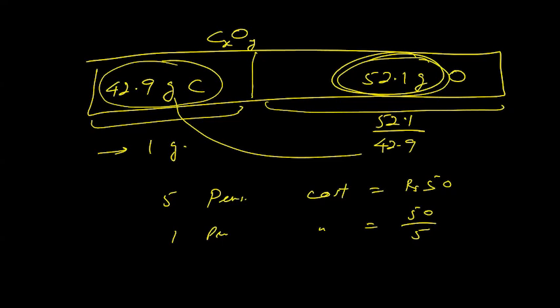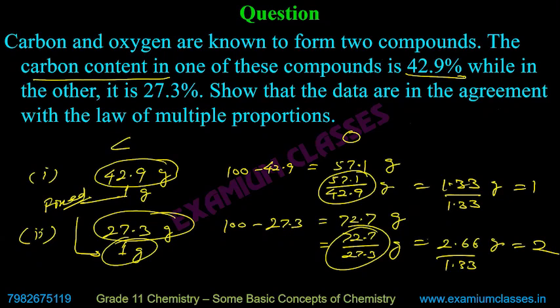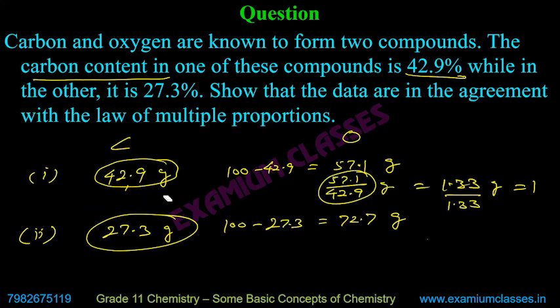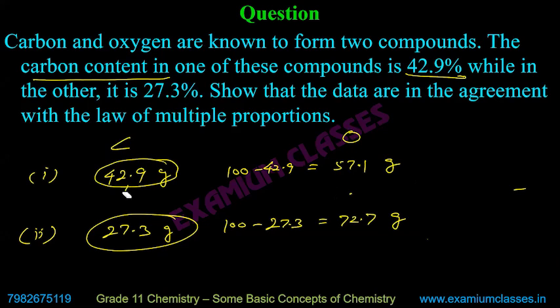Otherwise, there is another way also. You can fix the amount, say 27.3 only. Say I will fix it as 27.3 grams. So you don't need to change anything in that case here. You say I fix the amount as 27.3, which has 72.7 grams. Here you calculate for 27.3 instead of 1. So you say 42.9 gram corresponds to 57.1, hence 1 gram will correspond to 57.1 divided by 42.9, hence 27.3 gram will correspond to 57.1 divided by 42.9 into 27.3.